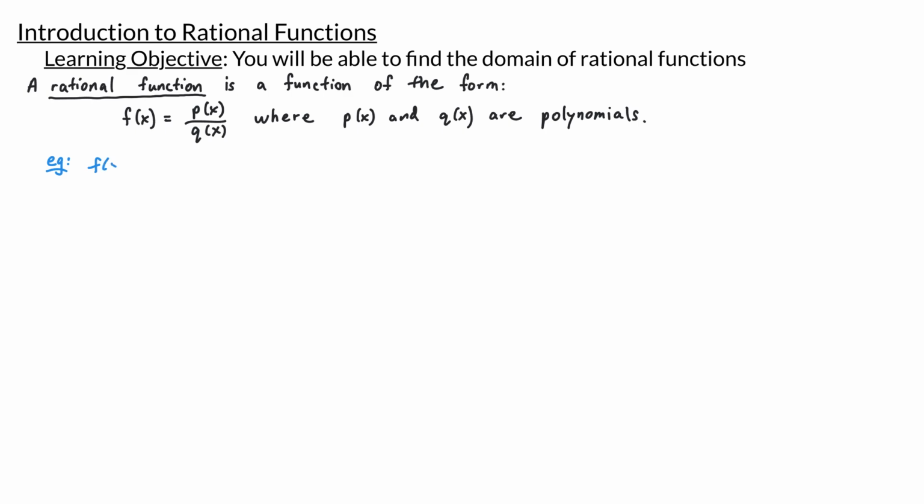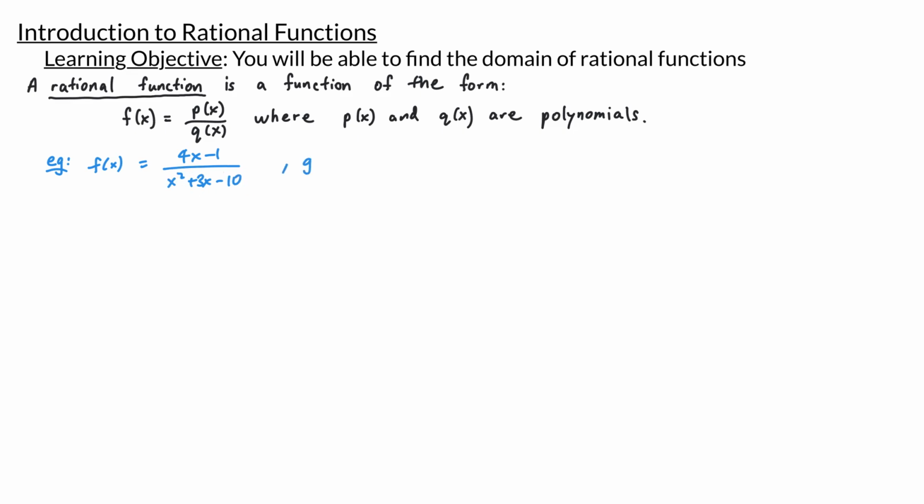Something like f of x equals 4x minus 1 divided by x squared plus 3x minus 10 is a rational function because it's a fraction of two polynomials. In the numerator, we have the polynomial 4x minus 1. In the denominator, we have the polynomial x squared plus 3x minus 10.